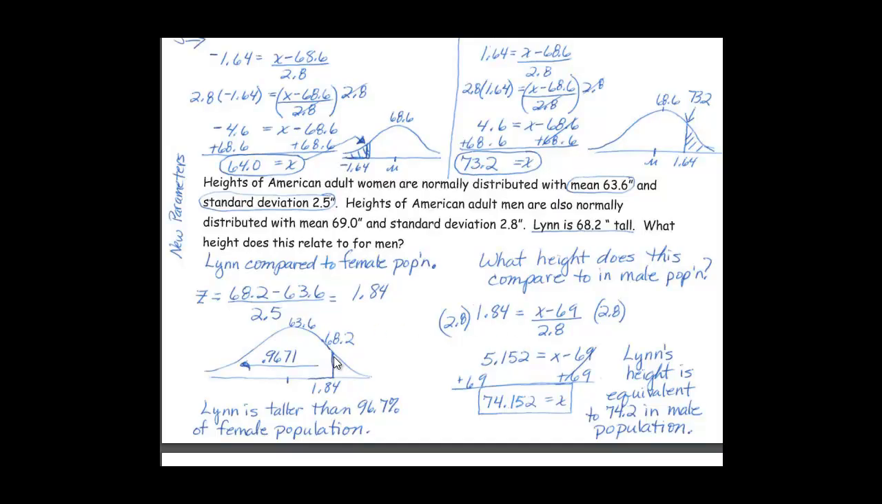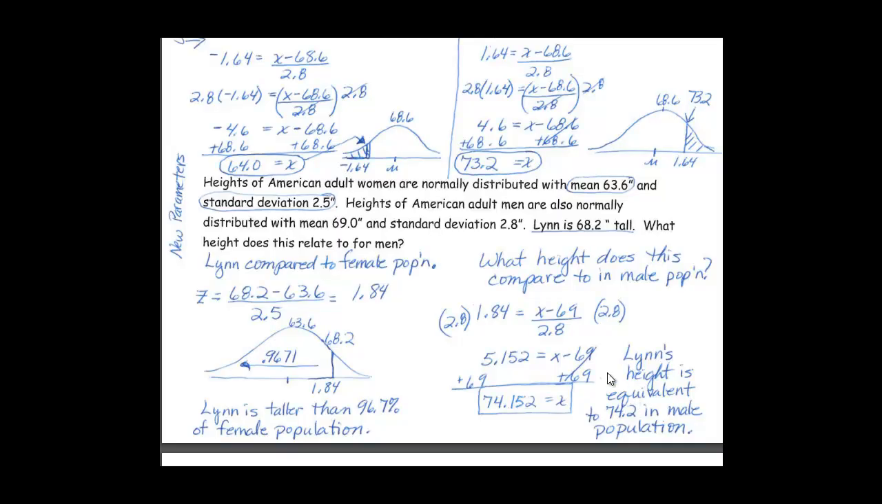Now usually we're going to go ahead with the z-score. At this point, it doesn't look like I need the 0.9671, so I'm going to go with the 1.84 and do that same process that we've been doing on this page with our algebra, working backwards to find our data value. When I work backwards, I find a data value of 74.152. That is the height of males that is equivalent to Lynn's height in females. So that's what we mean by relative to your population.